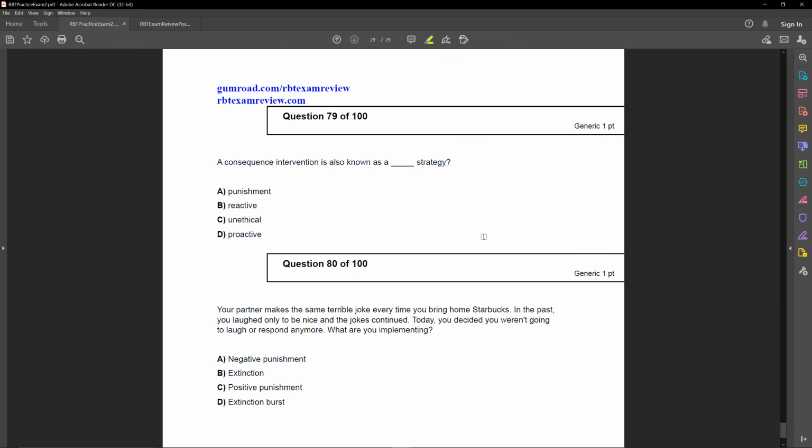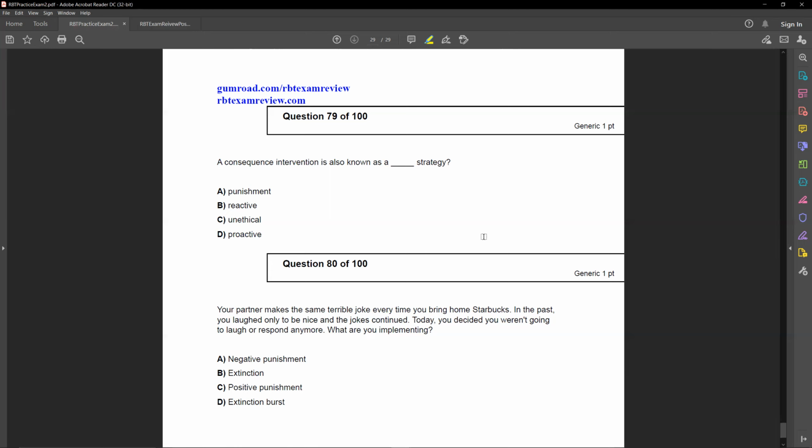79, a consequence intervention is also known as a blank strategy. So we're looking at a consequence intervention. When you see consequence, your brain should start operating, right? You should think consequences or reinforcement. We're thinking punishment. Okay, we're thinking reactive, right? We're reacting to a behavior. So when you read the question, try to start answering it before you get to the answer choices. Okay, and if you can answer the question before you get to the answer choices, then you're really starting to get it, and the test is going to be so easy.